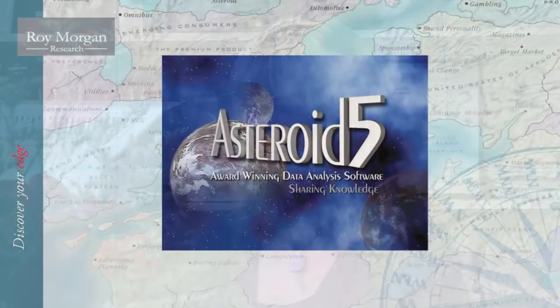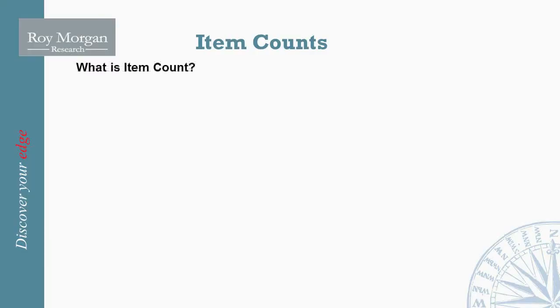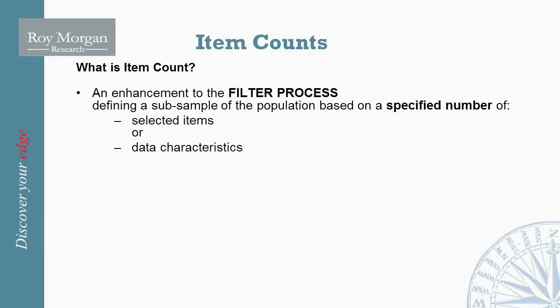Now I'd like to give you an introduction to item count and quantity count. First of all, what is item count? It's basically an enhancement to the filter process, defining a subsample of the population based on a specified number, and that might be of selected items or data characteristics.